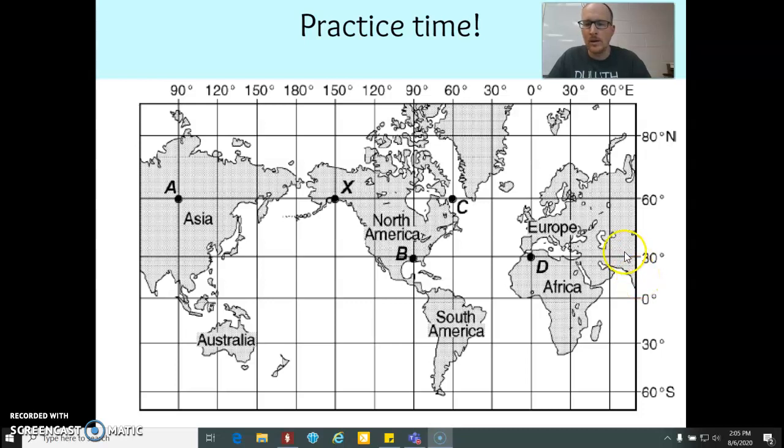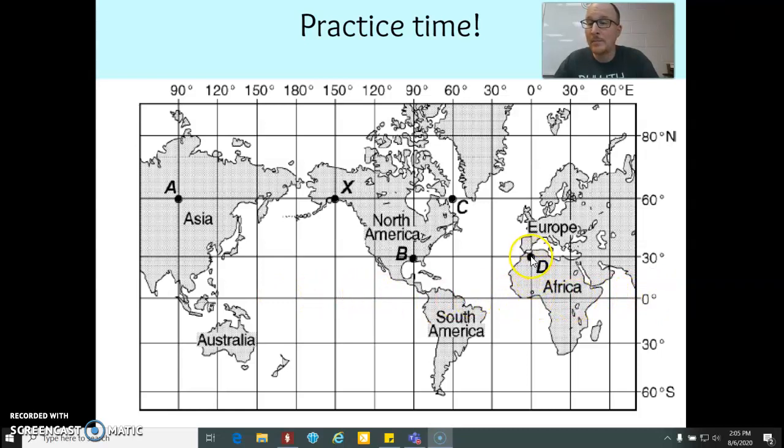Okay, welcome back. Let's go ahead and figure out the coordinate for letter D. So again, first thing we do is find the equator. So here we go, equator. Remember, lines of latitude always run east to west, big fat cat. And so here we go, 0.